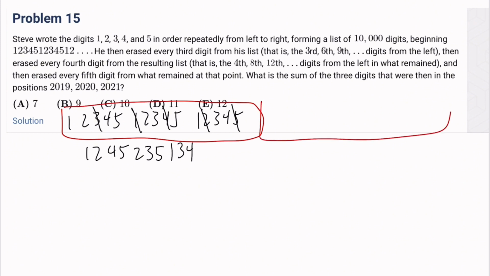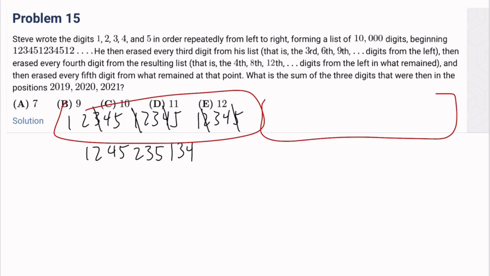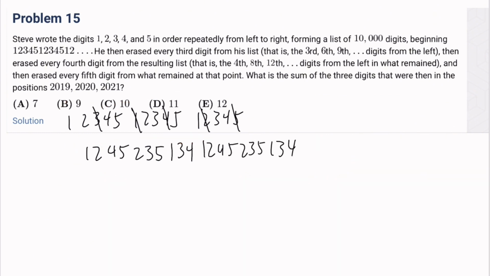Because if you see this 1, 2, 3, 4, 5, 1, 2, 3, 4, 5, 1, 2, 3, 4, 5, this was repeating, right? And so the same numbers will have been erased for each block of 3, 1, 2, 3, 4, 5, right? And so this block still continues, right? And the next, he erased every fourth digit, so these are left.